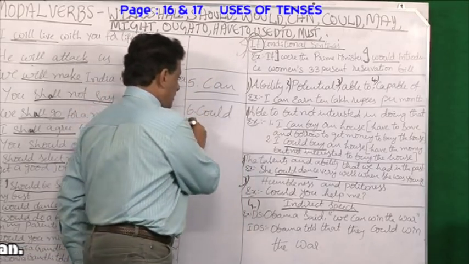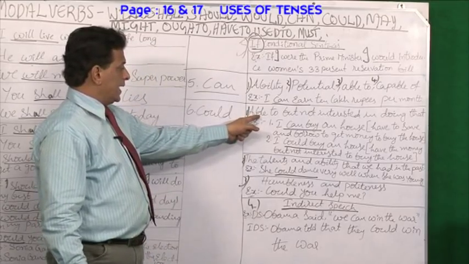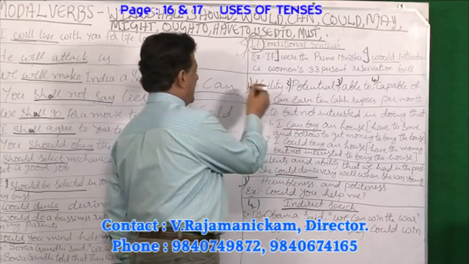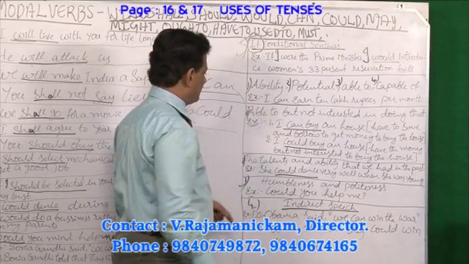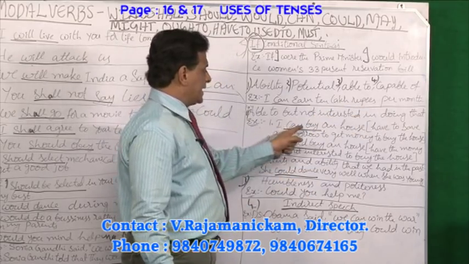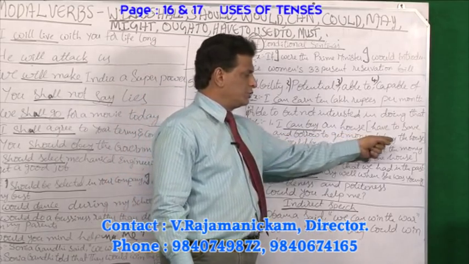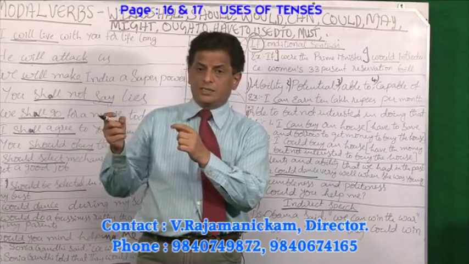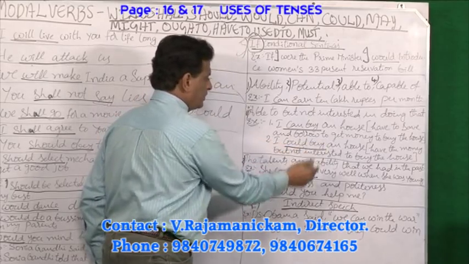Where are you using this word could? Able to, but not interested in doing that. What is the difference between can and could? Difference between can and could is, see here, able to but not interested in doing that. See here, I can buy a house means what? You have to save and borrow to get money to buy a house. I can buy a house means I have to go ask somebody money, then after that I should buy a house. What is I could buy a house means what?